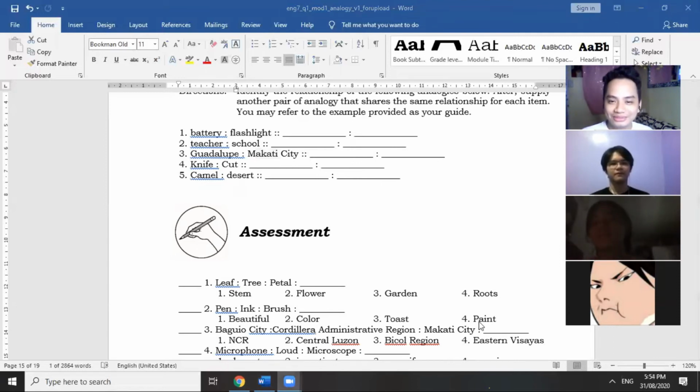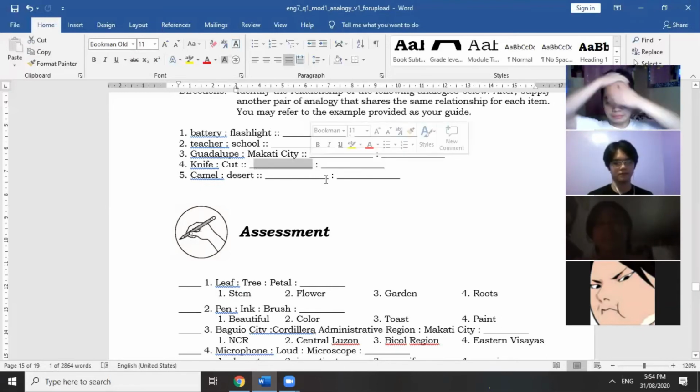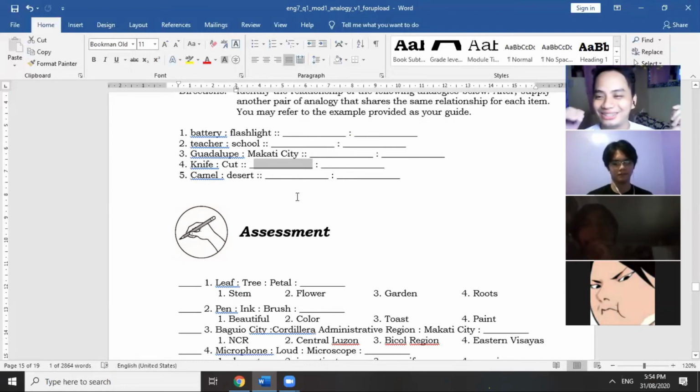Okay, good. Let's go to number 4. Knife. We use it for cutting. Can you give a sample for this one? Knife is to what? Glue is to mending. Mending is like sticking things.